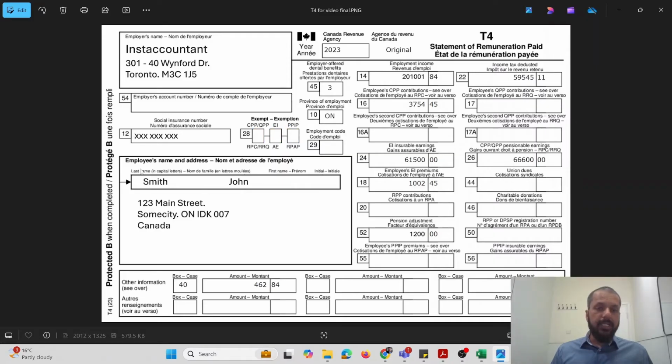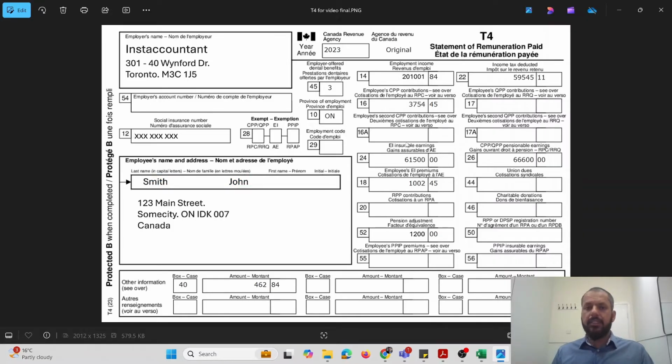Coming to the next part, this is the employee's information. If you're an employee, this is where your last name and first name should show up, and your address, which is with the employer, will show. So don't worry if this information is wrong. It means that the data the employer has needs to be updated. If you've changed your address or if there is any such change, you need to tell your employer to update this information. But this information does not have any impact on your income tax return.